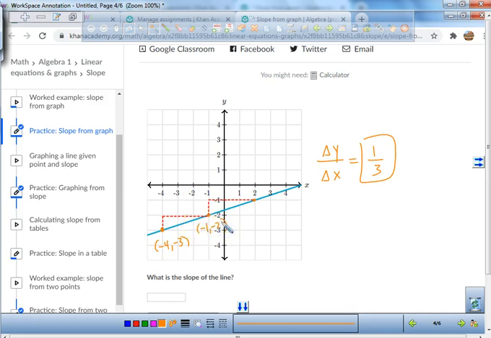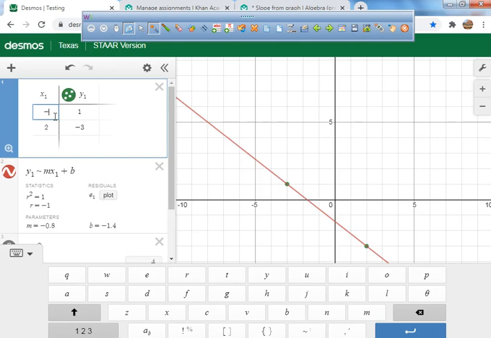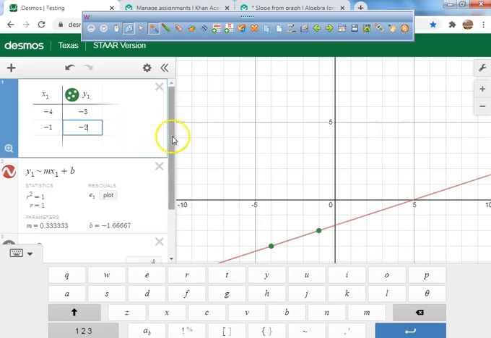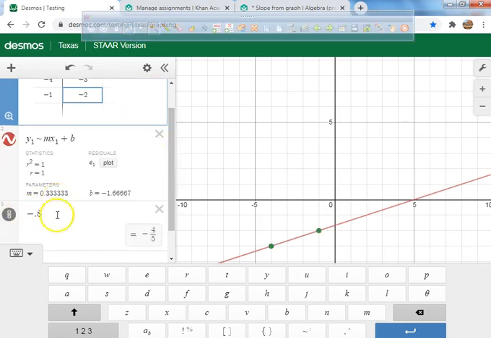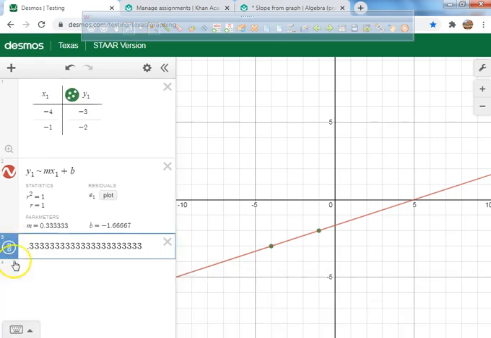You cannot type in a repeating decimal. You can't type in 0.33333333333. So if you use Desmos, watch. If you use Desmos, and I go back over here, and I use negative 4, negative 3, negative 1, negative 2. Does everybody see this 0.33333 repeating? You can't type that into the Khan Academy because that's continuous. And so you have to do what? You have to do a whole bunch of 3s, and then you can change it to your fraction of 1 over 3.